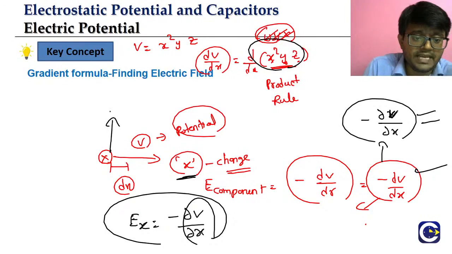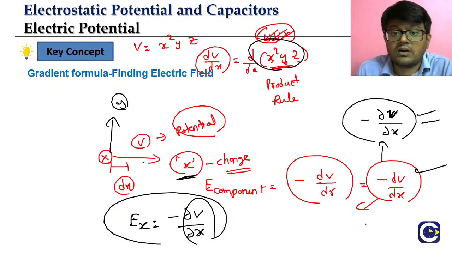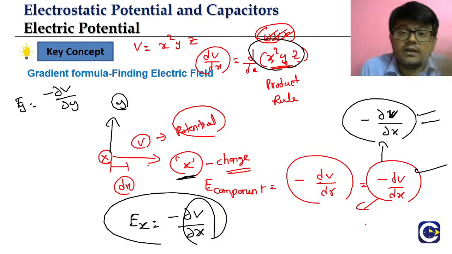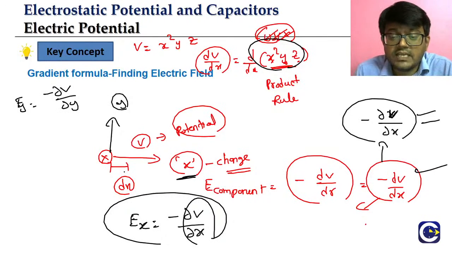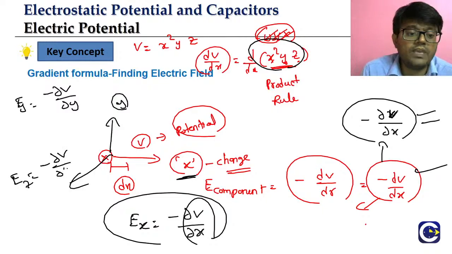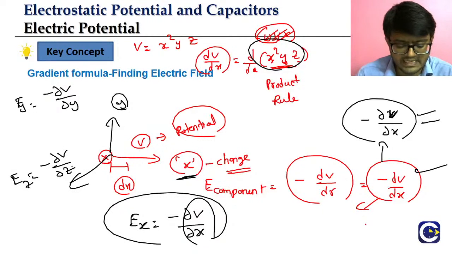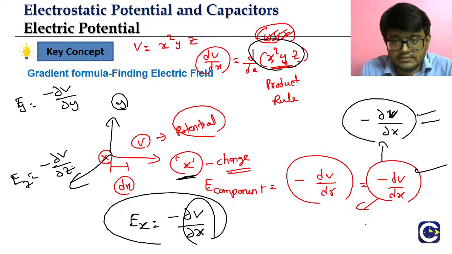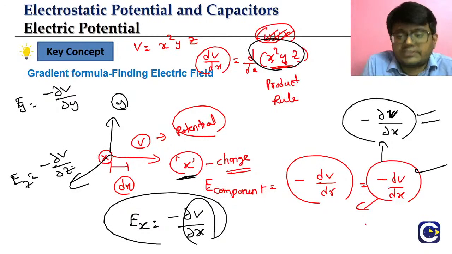We can just replicate that. If we want to find the component of the electric field along the y axis, it is minus dou v by dou y. So we have to take the partial derivative with respect to y as the variable. That's all. If we want the component along the z axis, it is minus dou v by dou z. So we'll have to take the partial derivatives. I'll show you one example so that you can follow this properly. When we say partial derivative, we just consider the one variable, and everything else is taken as a constant.